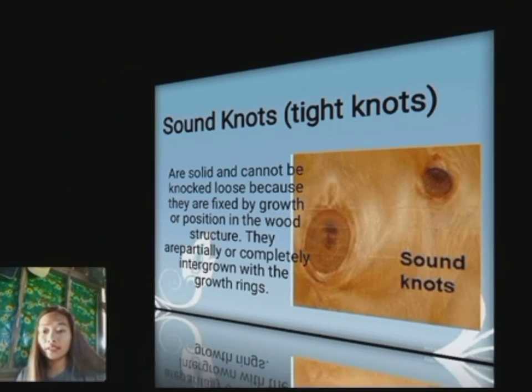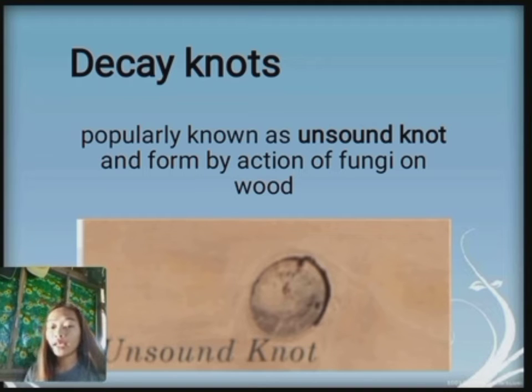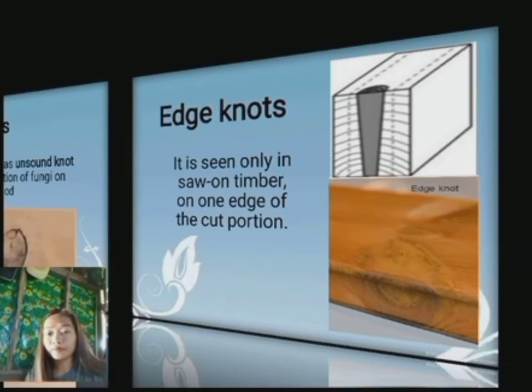The next one is the decay knot. It is popularly known as the unsound knot and is formed by the action of fungi on wood. A decay knot is a deterioration caused by various fungi. Next is the edge knot.